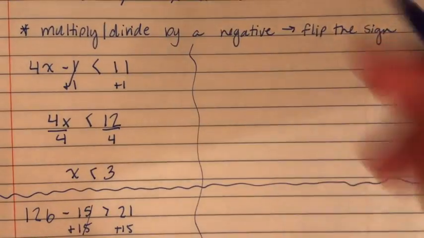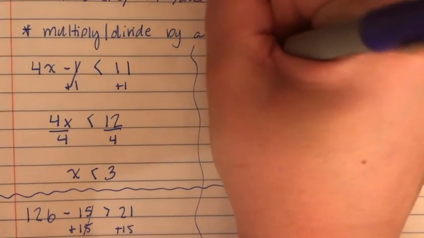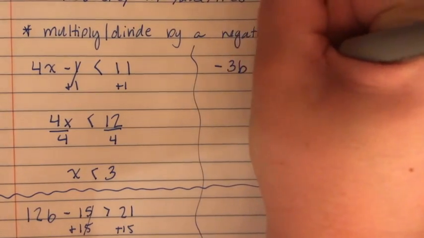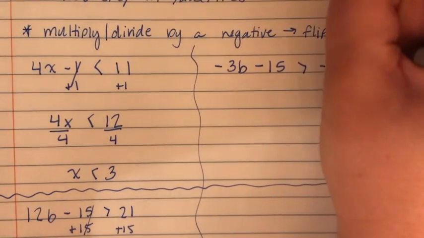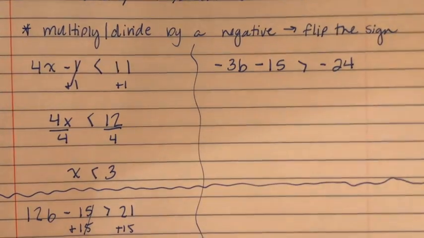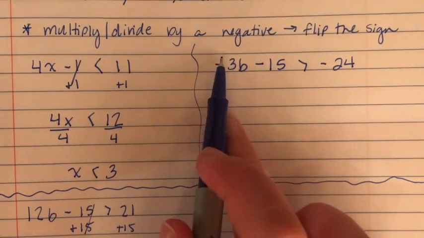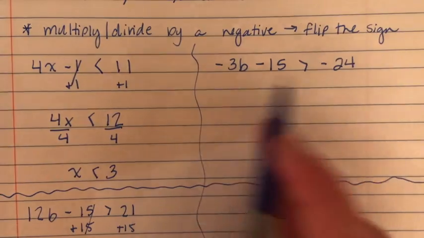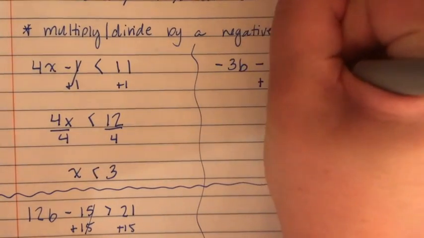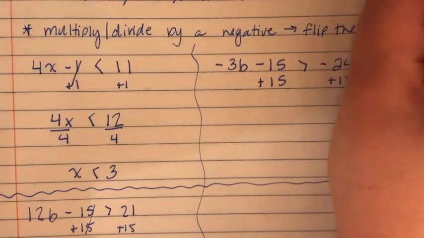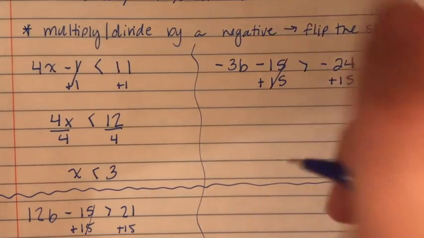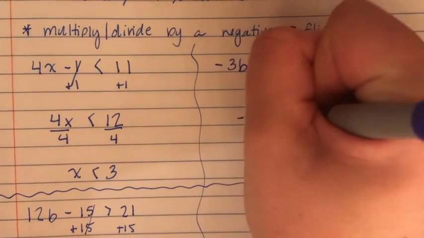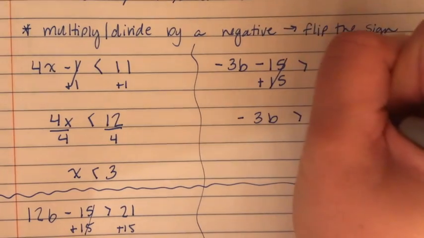Okay, next one, negative 3b minus 15 is greater than negative 24. So again, I'm going to start trying to get this negative 3b by itself so that I can isolate my variable. So I'm going to add 15 to both sides. That cancels out that. And I get negative 3b is greater than negative 9.